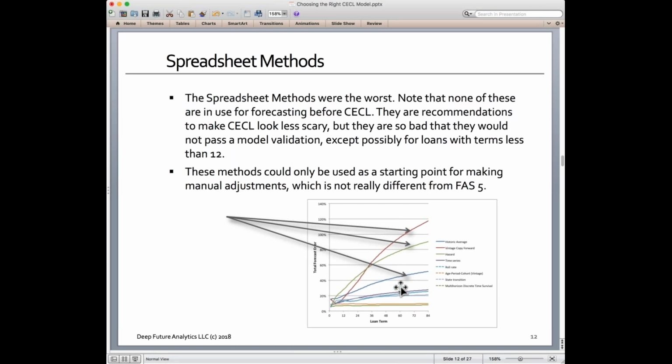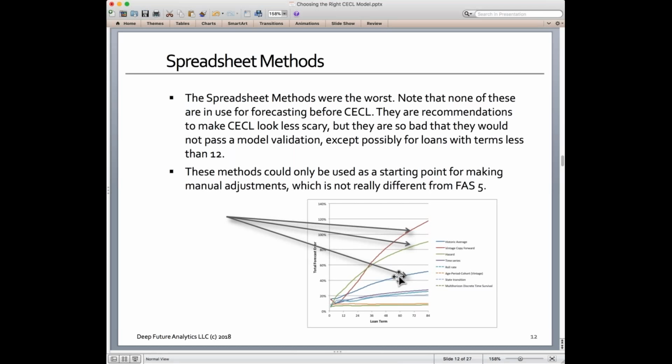So if the term of the loan is a 5-year auto loan, that says that your historic average model, what we call WARM, that model is going to have a 40 or 50% loss rate on a 5-year auto loan. 50% loss rate, it's pretty huge. Let me put it this way.